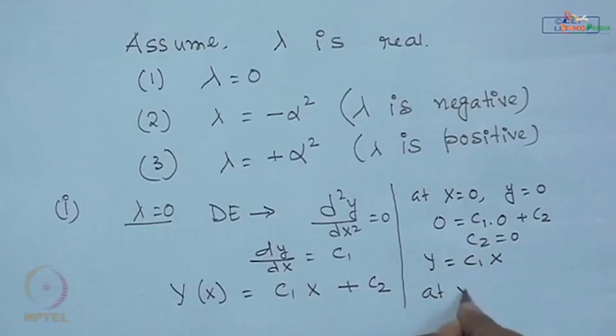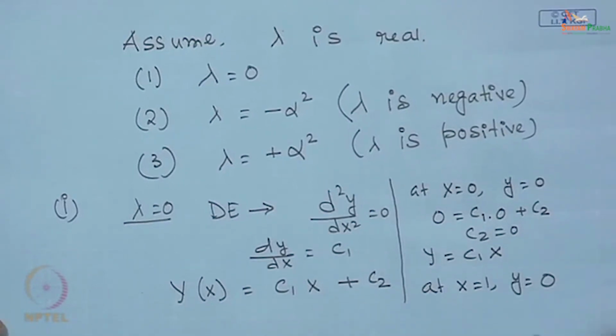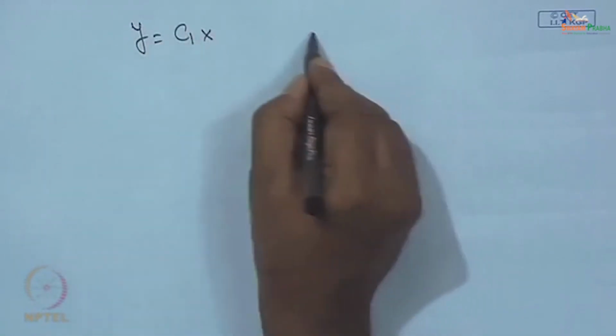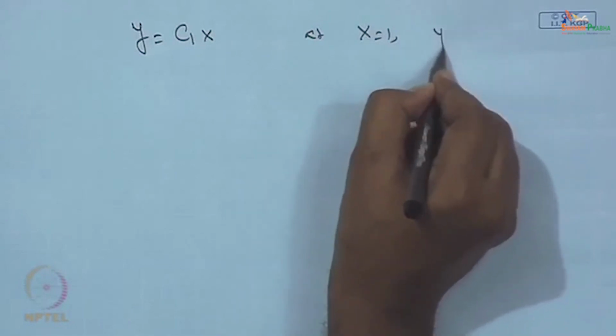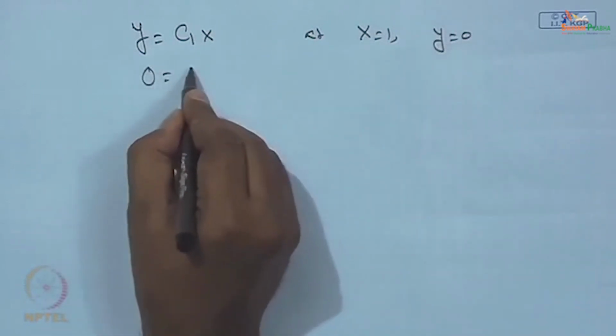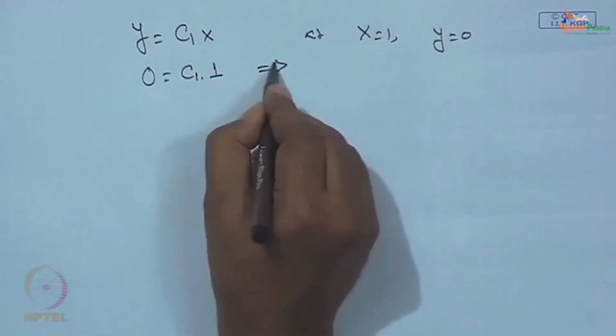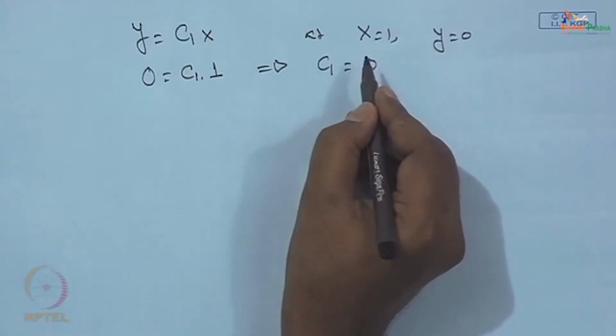Now, let us put the other boundary condition, that at x equal to 1, y is equal to 0. If we utilize this boundary condition, let us see what we get. Looking at the solution y is equal to C1 x, at x equal to 1, y equal to 0 gives me an equation, C1 times 1. That simply implies that C1 is equal to 0.